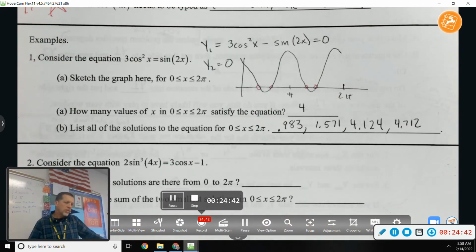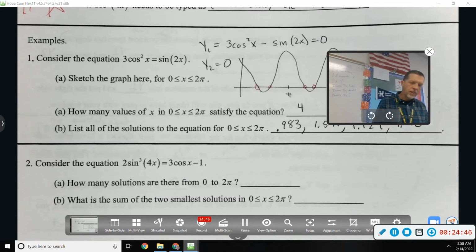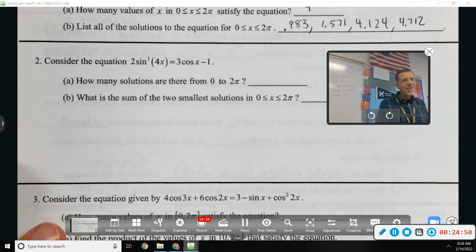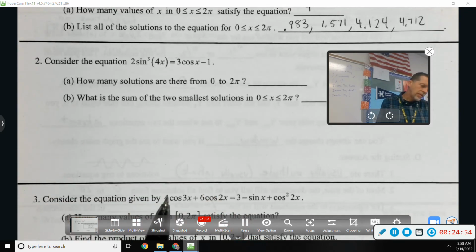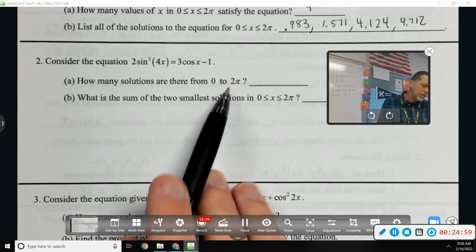Number 2, consider the equation 2 sine cubed of 4x equals 3 cosine x minus 1. So yes, you will have a calculator on this test because I don't know how else you would begin to solve this question. How many solutions are there from 0 to 2 pi? I have no idea right now.